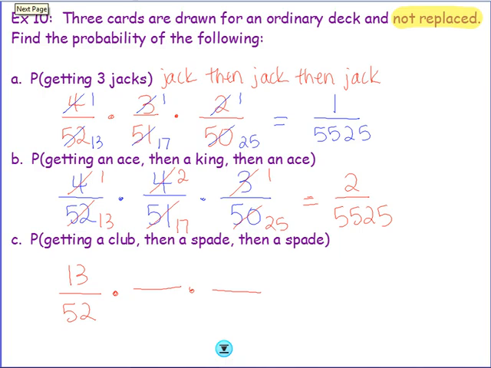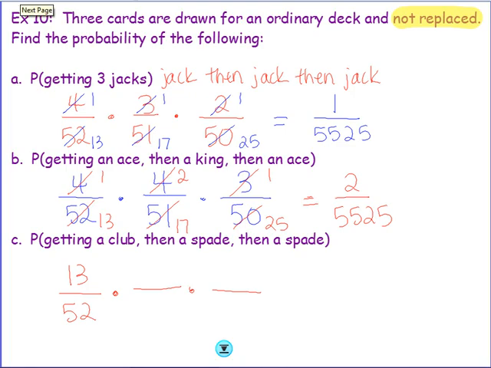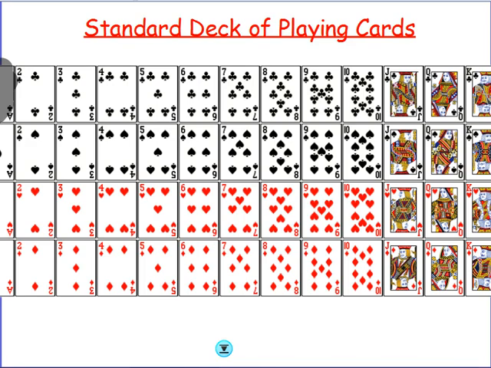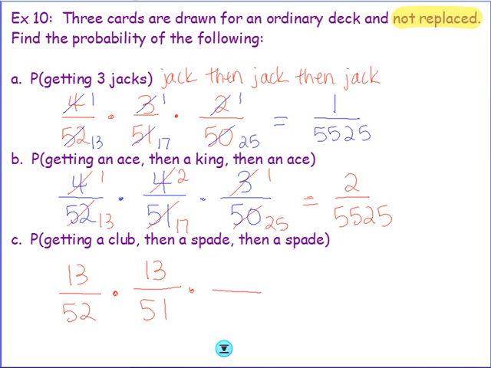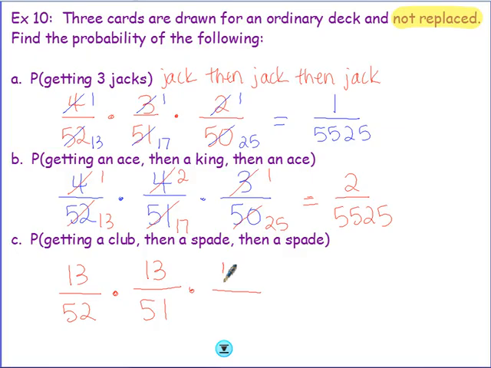Then, we're talking about a spade. This is the next row down, 1, 2, 3, 4, 5, 6, 7, 8, 9, 10, 11, 12, 13 spades. However, there's only 51 cards left. Then, we take out a spade. So we blacken one of those spades. Now we're trying to find another spade. So now we only have 12 spades, and we are down to 50 cards. So 12 out of 50.